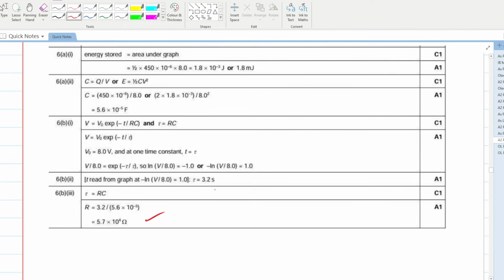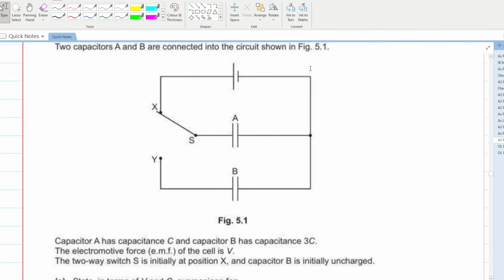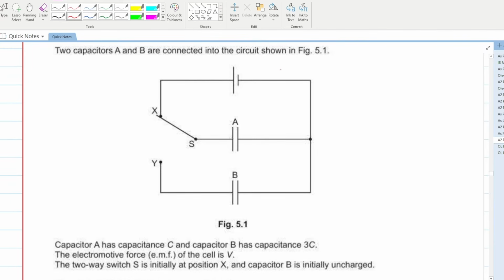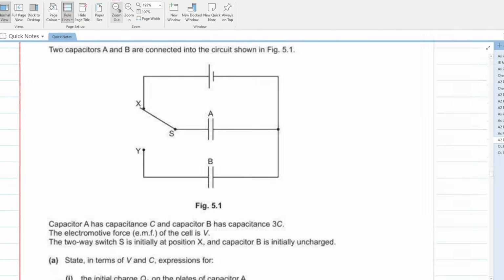Just check the answers. ये सही है, ये सही है. This is correct. This is correct as well. Perfect. Let's move ahead. Two capacitors A and B are connected into the circuit as shown in figure 5.1.